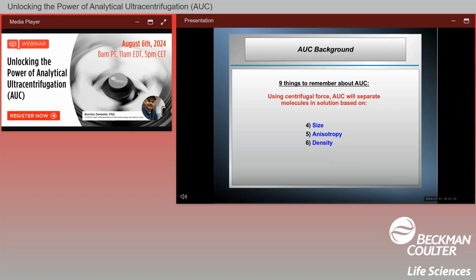The density can, of course, be characterized because molecules with a high density sediment faster than molecules with a small density. And that is a similar proportionality with the size of the molecule.